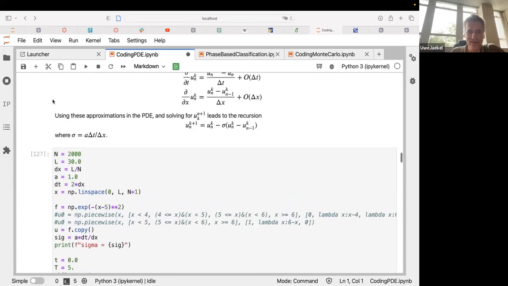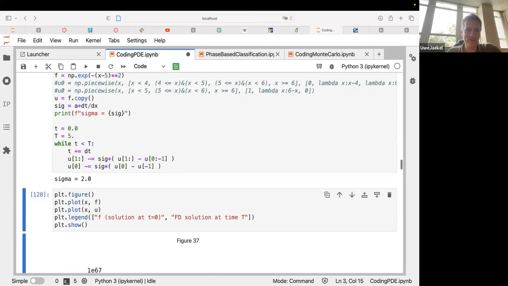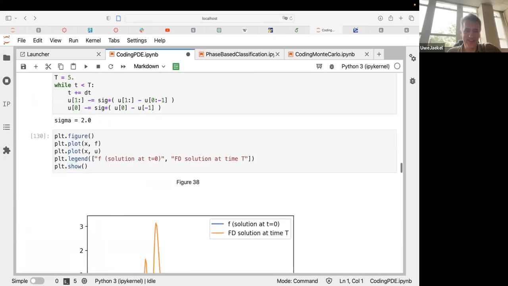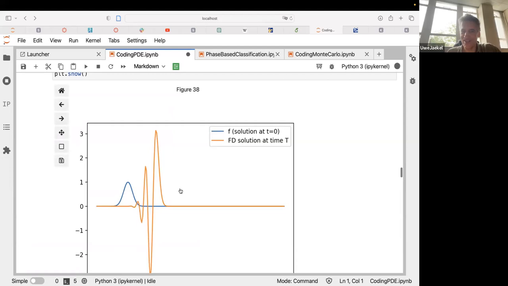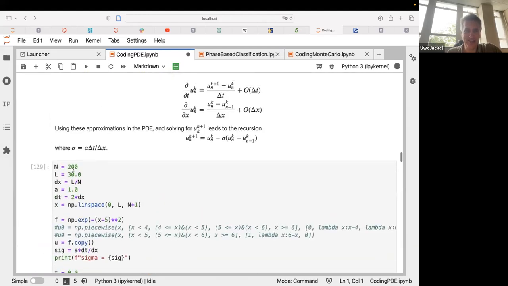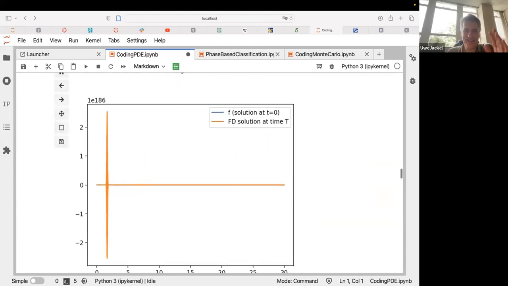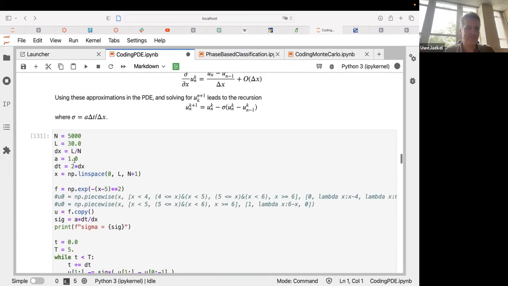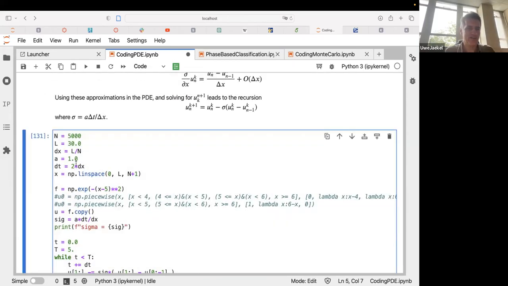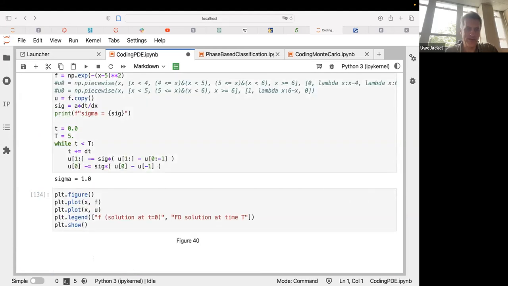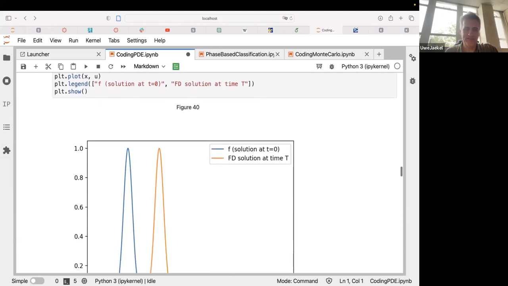So the solution with 200 grid points is not very good, but it's definitely not as bad as the solution with a very large number of grid points. Now, let's make it 5,000, and you see 10 to the power of 186. This is crazy. Yeah. Now, if we go to the stable regime, everything is fine again.